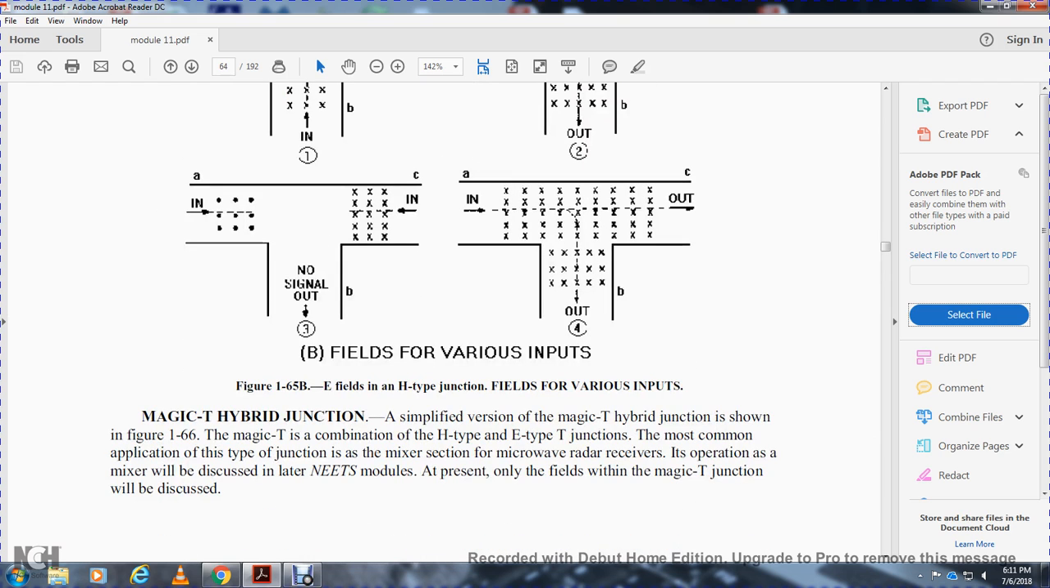The magic T hybrid junction. A simplified version of the magic T hybrid is shown in Figure 166. The magic T is a combination of the magnetic and electric T-junctions.